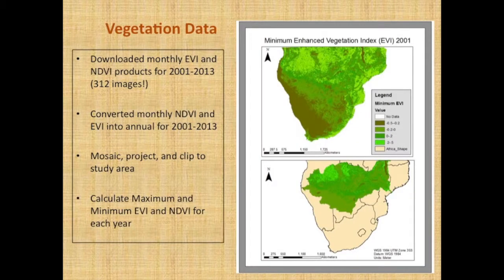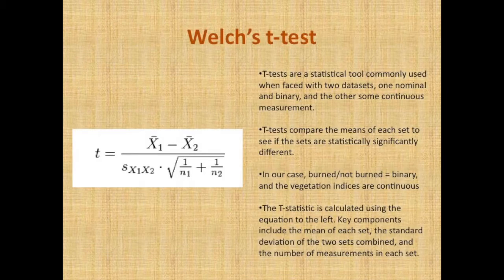Similarly, I converted monthly data from NASA on vegetation indices into annual data, and calculated the maximum photosynthetic health using two vegetation indices, EVI and NDVI. For my statistical analysis, I used Welch's t-test. T-tests compare the means of two sets to see if they are significantly different.